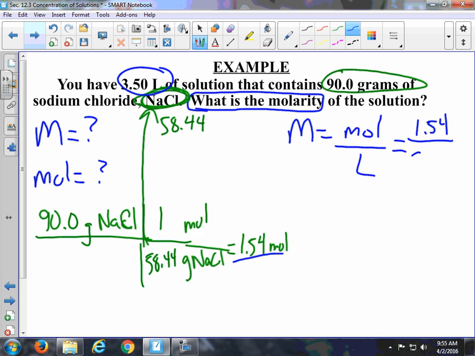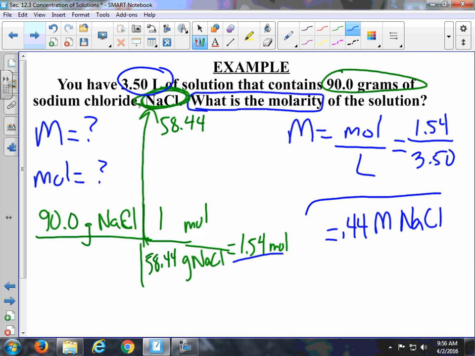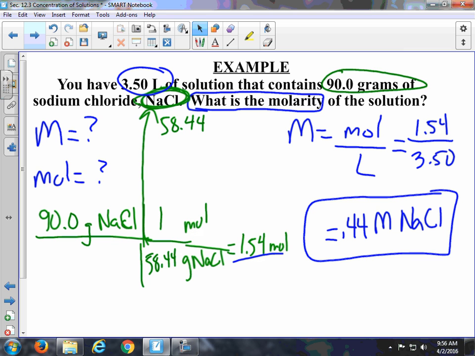So we're going to plug in 3.50 there. So we're going to go 1.54 divided by 3.50, and that is going to give us an answer of 0.44. Now, when we write the unit for this, we're just going to use the abbreviation. How do we abbreviate molarity? With a capital M. But capital M, what chemical or compound are we dealing with? We're dealing with NaCl. So our final answer will read 0.44 molarity NaCl.